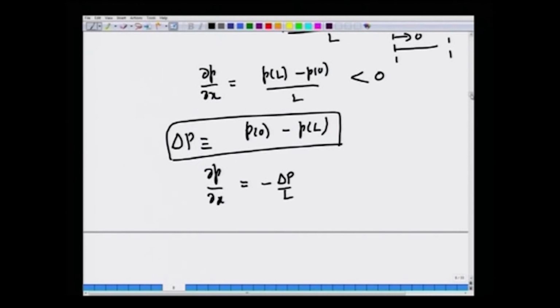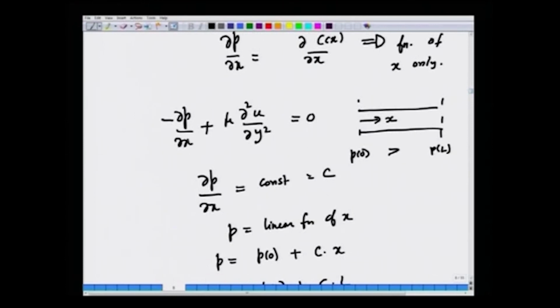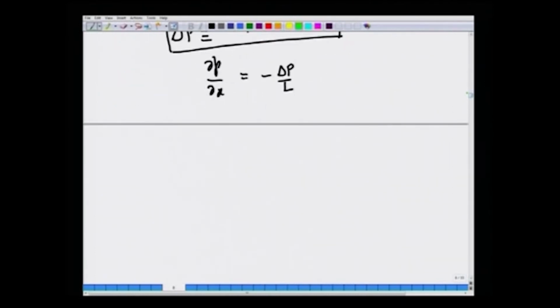Okay. So, in the x component of the momentum equation, instead of minus partial p partial x, I will get minus of minus del p by L, which will be plus del p by L. Okay. So, the x momentum equation becomes del p by L plus mu partial squared u by partial y squared is 0.